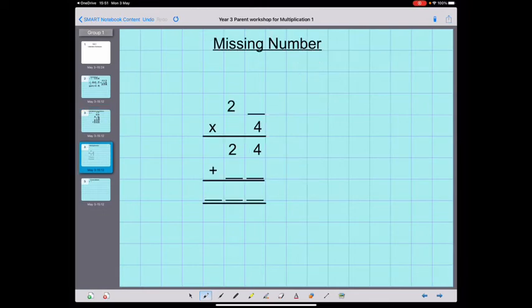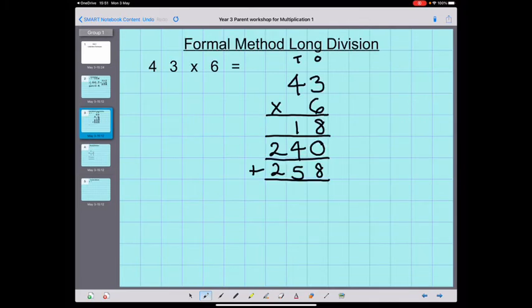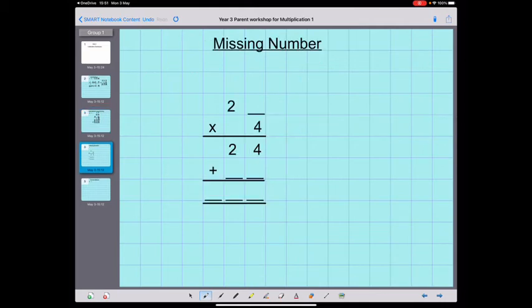So here we have missing number. Okay, so this is exactly the same question that the children had in their booklet as an assessment question. So they really need to know this method to be able to answer this one. So let's do it bit by bit.